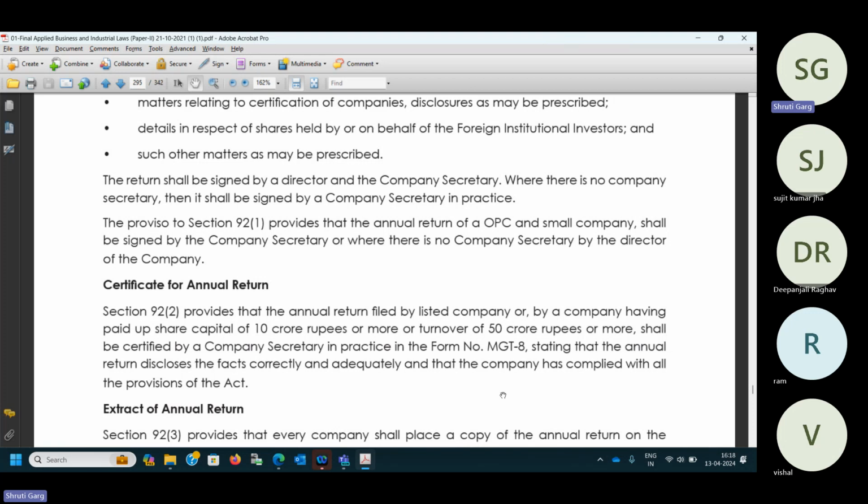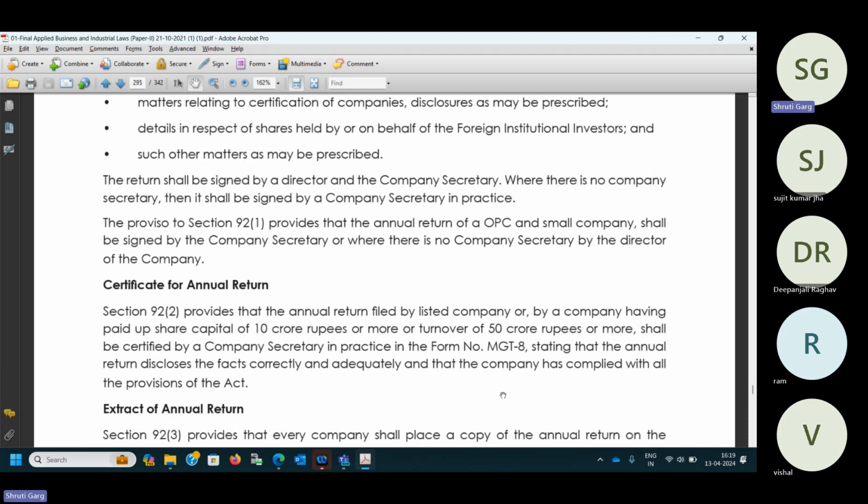The company secretary in practice will issue the certificate to the company in form number MGT 8 that all rules, all compliances, all disclosures are correct and adequate and the company has complied with all the provisions of the Act, and this declaration in form number MGT 8 will be attached with form number MGT 7. Clear?